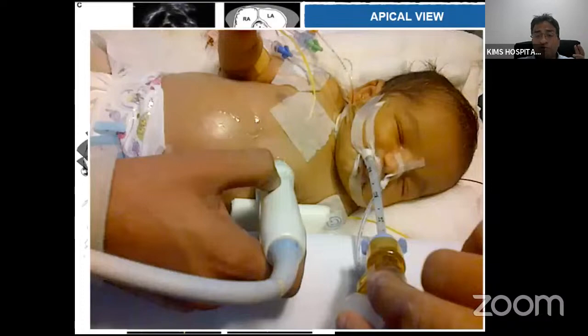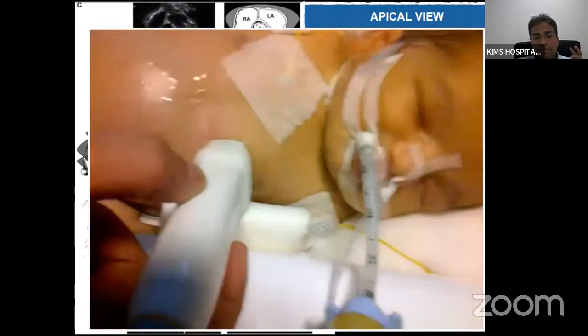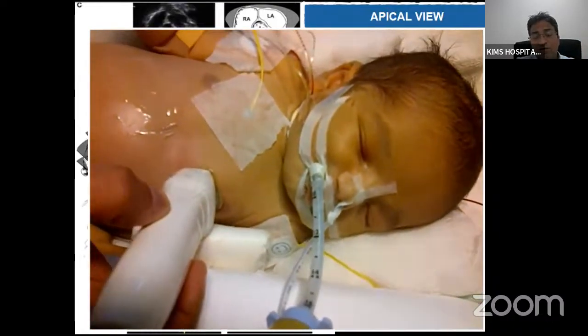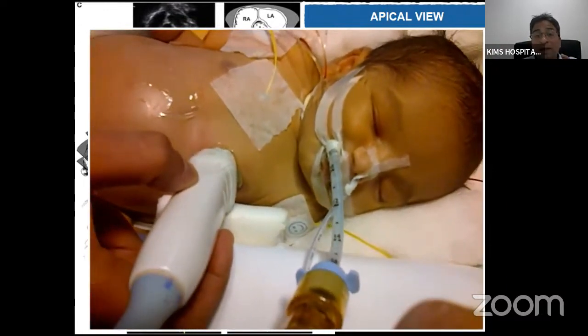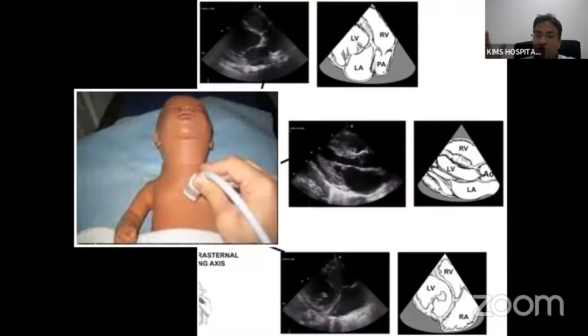Now, what are the views? If you see, these are the views. You can see the marker is not seen; the marker is on the left side. This is the baby where we are showing how to position the probe in the apical region. What are the views? There are four basic views.